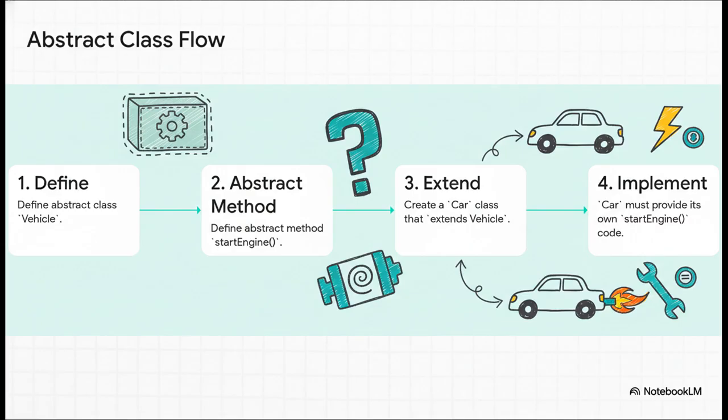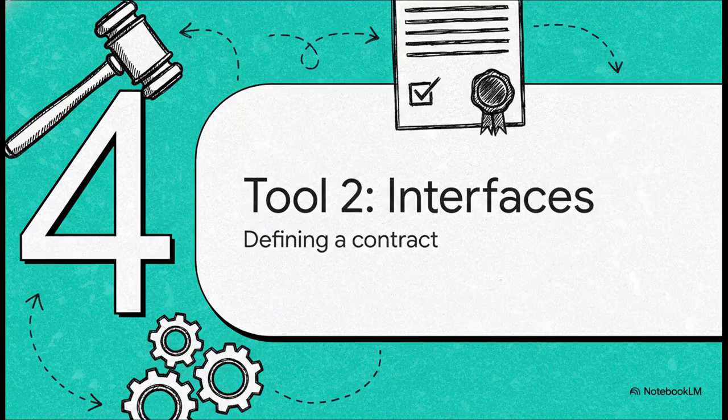Then, when you create your car class and you tell it to extend vehicle, Java's compiler will literally force you to write the specific engine starting code for the car. Now, a partial blueprint is great, but sometimes we need something much, much stricter. And that brings us to our second tool, the interface.